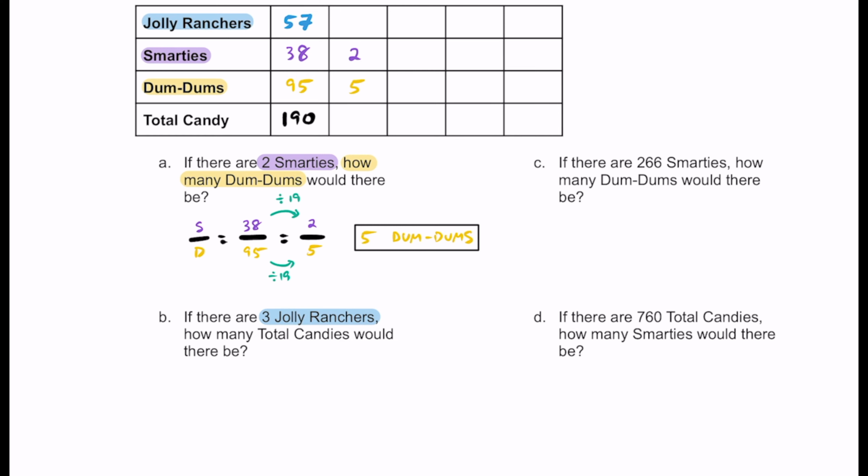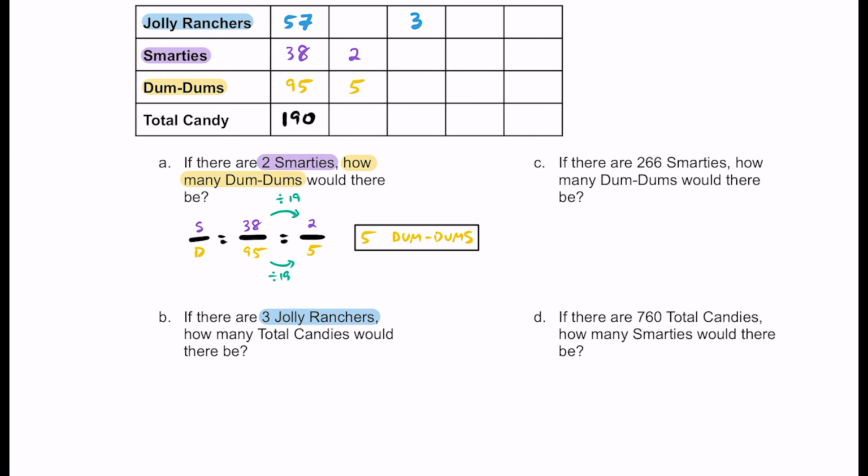Now for part B, we're being told that there are 3 Jolly Ranchers. So I'm going to go to my Jolly Rancher row and put a 3 in there in our new column. The question is how many total? So we're looking for this blank over here, right? So we're trying to figure out how does this 57 become 3 and then use that same number for 190 to get to that missing value. And it looks like we're getting smaller, so we're going to have to do some division here.